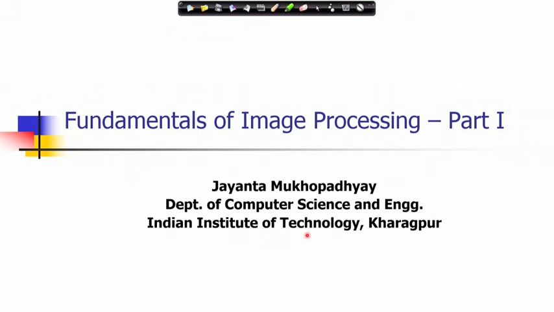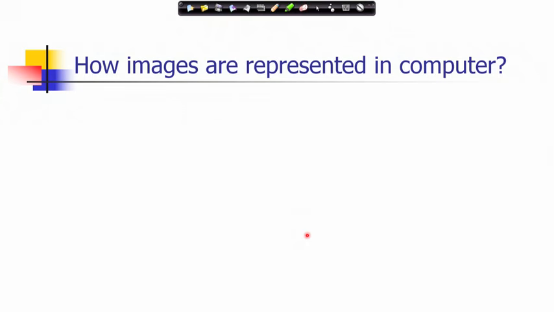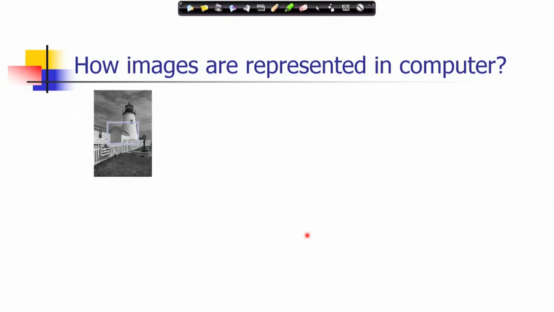In this lecture, we will discuss different fundamental operations of image processing and an overview of image processing. So, let us first understand how images are represented in a computer. Let us consider an image which is displayed on your screen and consider a small portion of the image as shown by this rectangle.